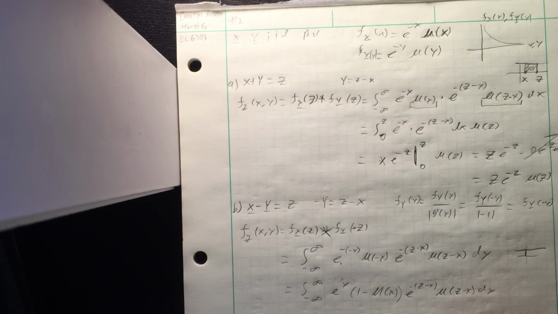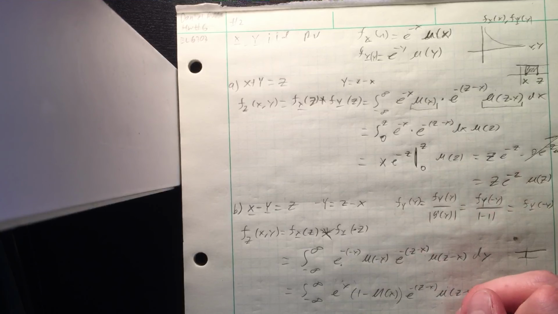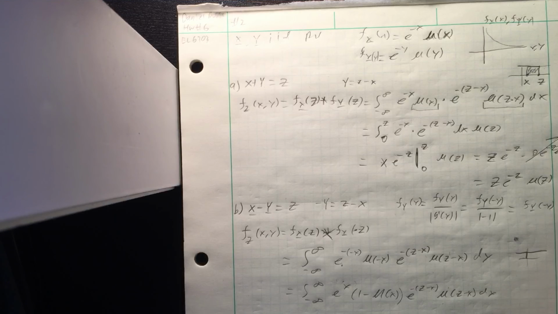So we'll distribute this, kind of have two functions now. So if you split that up, e to the x, e to the negative z minus x, multiplied by u of z minus x dx will be equal, well, no, sorry, not equal 1, we'll minus the integral from 0 to infinity, e to the x, e to the negative z minus x, u of z minus x, u of x dx.